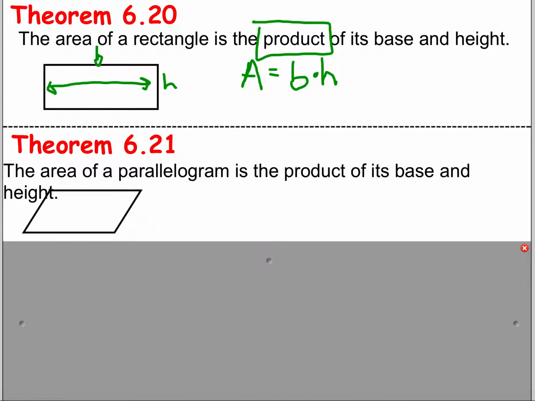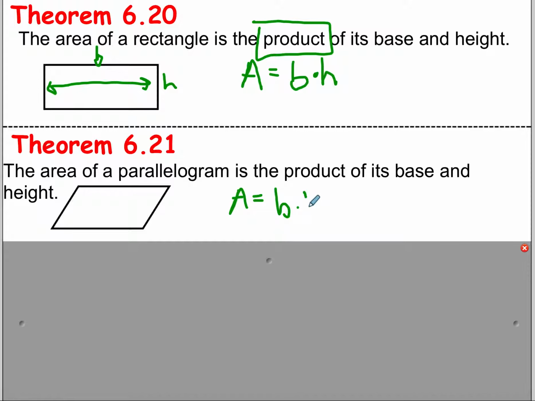And now we kind of get into the tricky ones, or the ones that are not tricky, but they're just a little bit different. The area of a parallelogram is the product of, guess what? Its base and its height. So the area formula is exactly the same. But if we look at this parallelogram, it's not exactly clear where the height is. This, if you see, is not the height. That's a slanted line, and the height is always going to be a straight line directly up and down.